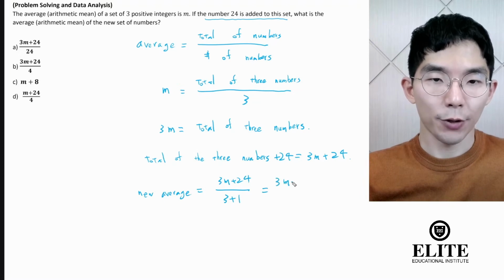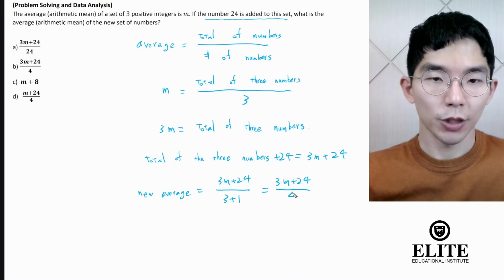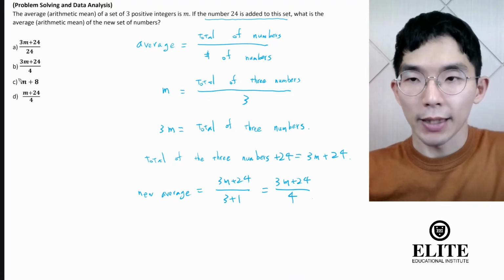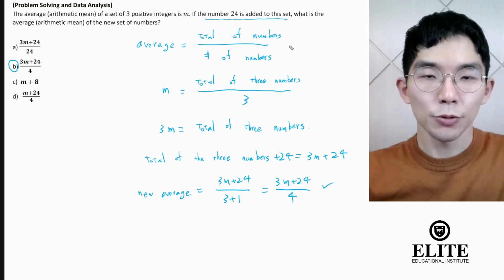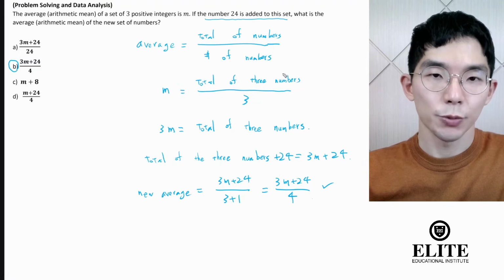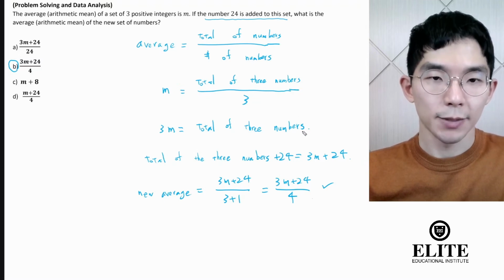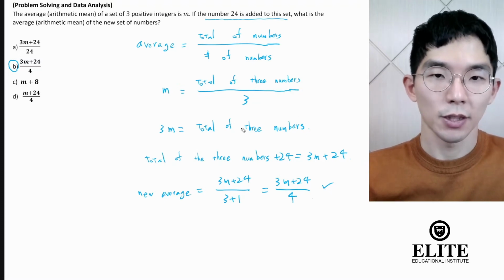Therefore, my new average is (3m plus 24) divided by (3 plus 1), which is equal to 4. So therefore, (3m plus 24) divided by 4. Henceforth, the answer is B. So as long as you know the definition, all there is to this is simply plug in and simply solve for it. A simple process.